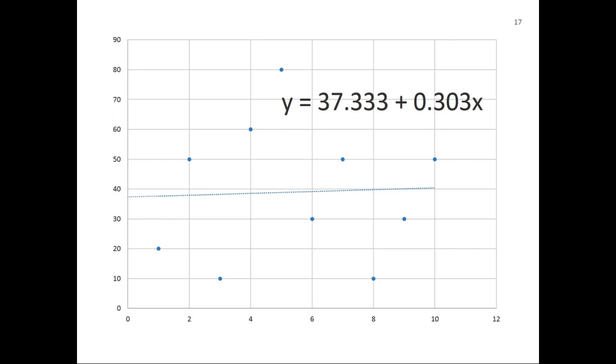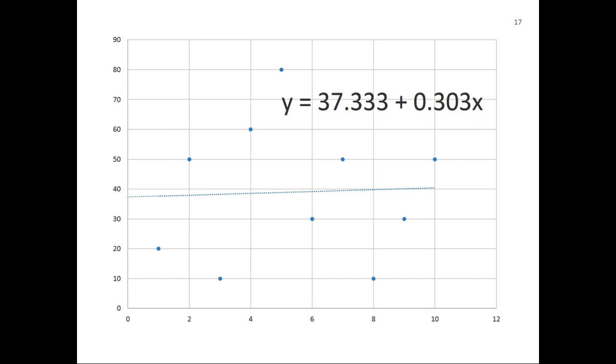Okay, and here's the last example. This is once again more realistic data, more realistic results you would actually see. So in this example, we once again plotted our observed values as the blue dots. The blue dots are our observed values, and we plotted a visual regression equation. And that's the dotted blue line. So in this example, the intercept, or what y is when x is 0, is 37.333. So that's our starting value, that's our baseline.